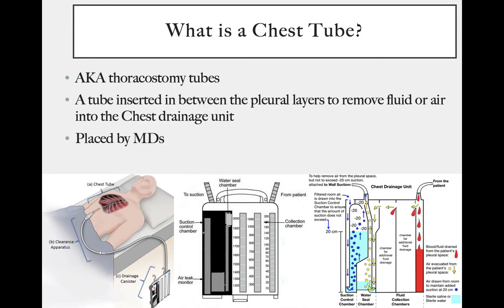The last chamber we have here is the suction control chamber. This is the part that's connected to the wall suction, and this helps to remove air or water from the pleural space.